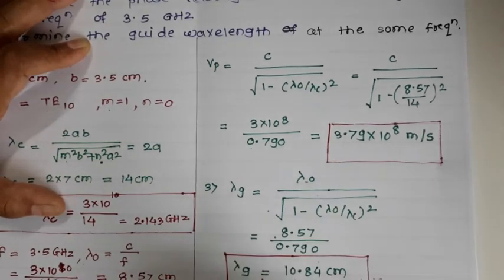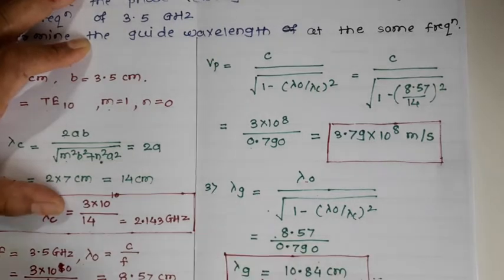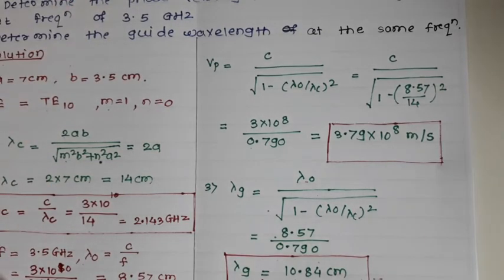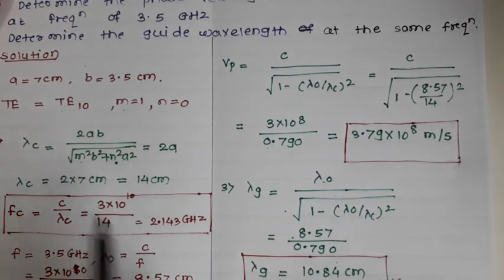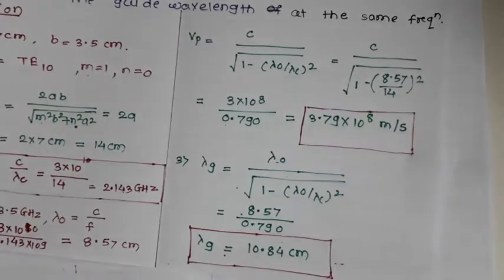So this is how you are going to solve such kind of problems when A, B and dominant mode is given. So we have calculated the cutoff frequency, we have calculated the phase velocity, and we have calculated the guide wavelength. Now let us move towards the second problem.